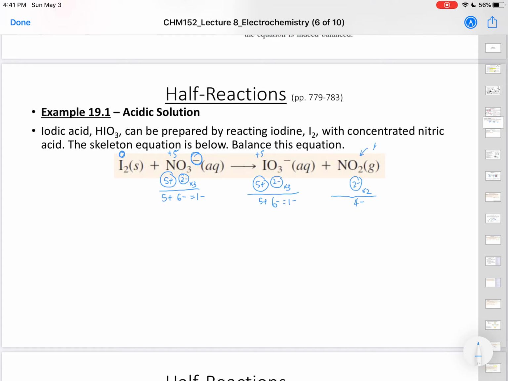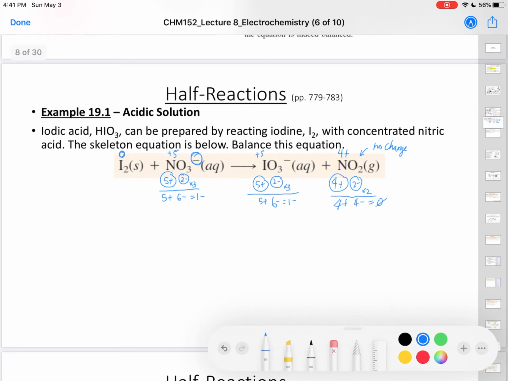So remember here there is no charge. So it's neutral. So it must equal 0 because there is no charge. So the way it's going to be balanced, if it's a 4 plus, so this nitrogen is 4 plus, and oftentimes we'll write it here 4 plus. All right. So this allows us to know what is oxidized and what is reduced.